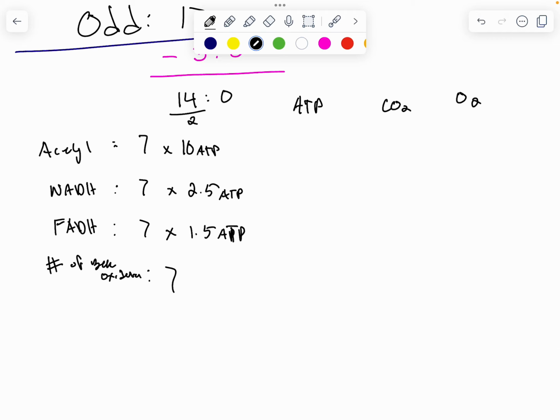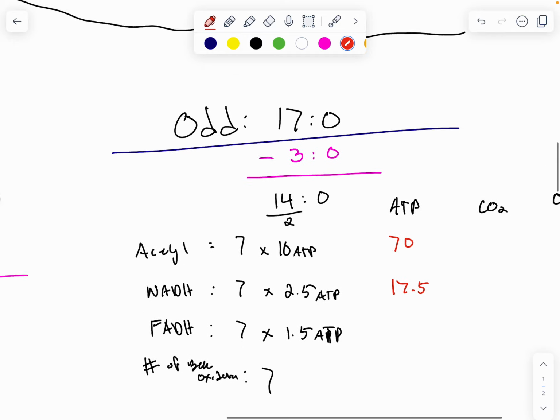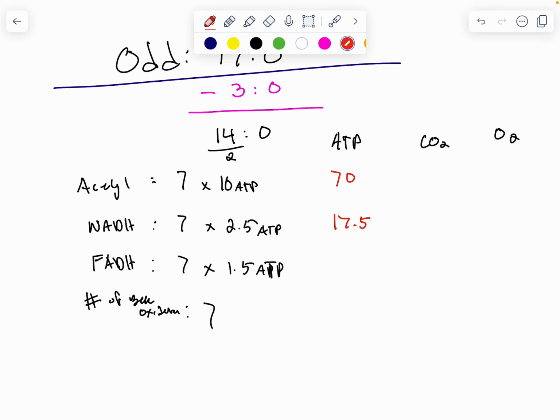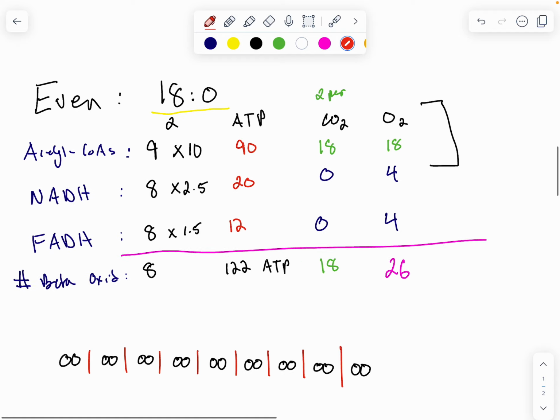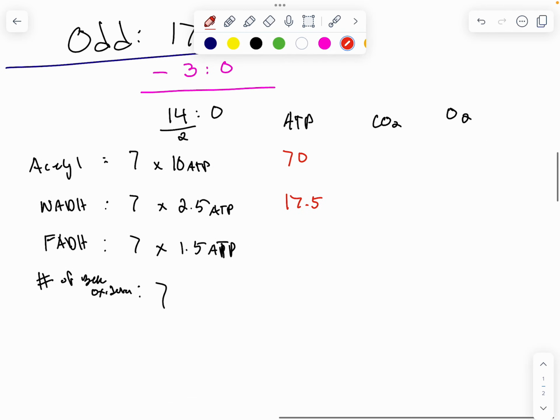CO2 and O2, and I'll let you guys fill this in if you want. I should probably just go through it just for the sake of it. But a lot of this stuff stays the same from the math aspect. It's just we need to understand the difference between even and odd numbers. For odd fatty acid chains, we just need to subtract 3 right off the bat to get rid of that propionyl-CoA, and then when we divide by 2, our numbers will stay the same, unlike over here where we divide by 2 and then subtract 1 for all these later reactions.